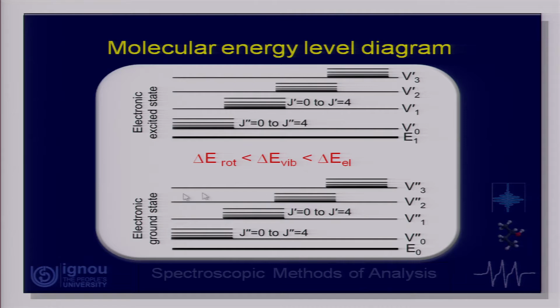That means we have the following order there. Delta E rotation is very tiny, maybe a few centimeter inverse, whereas in case of delta E vibration it is about 1000 times more, about a few thousand centimeter inverse, and electronic energy levels are about another 1000 times higher than that. And that means these energies are quantized, and that is the kind of disposition we have in case of molecules there.